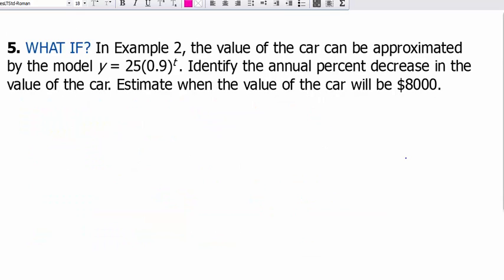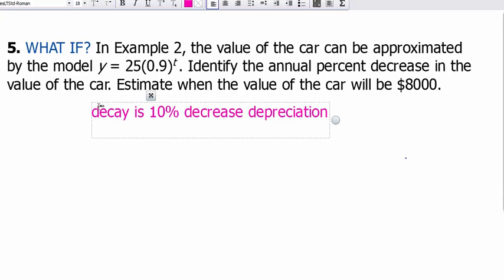What if the value of the car was decreasing by 10%? So in this case, the actual annual percentage decrease is 1 minus 0.09 times 100. So the decay is 10% decay, right? That's called depreciation. And what we're going to do is set this up again. So we have 8 equals 25.